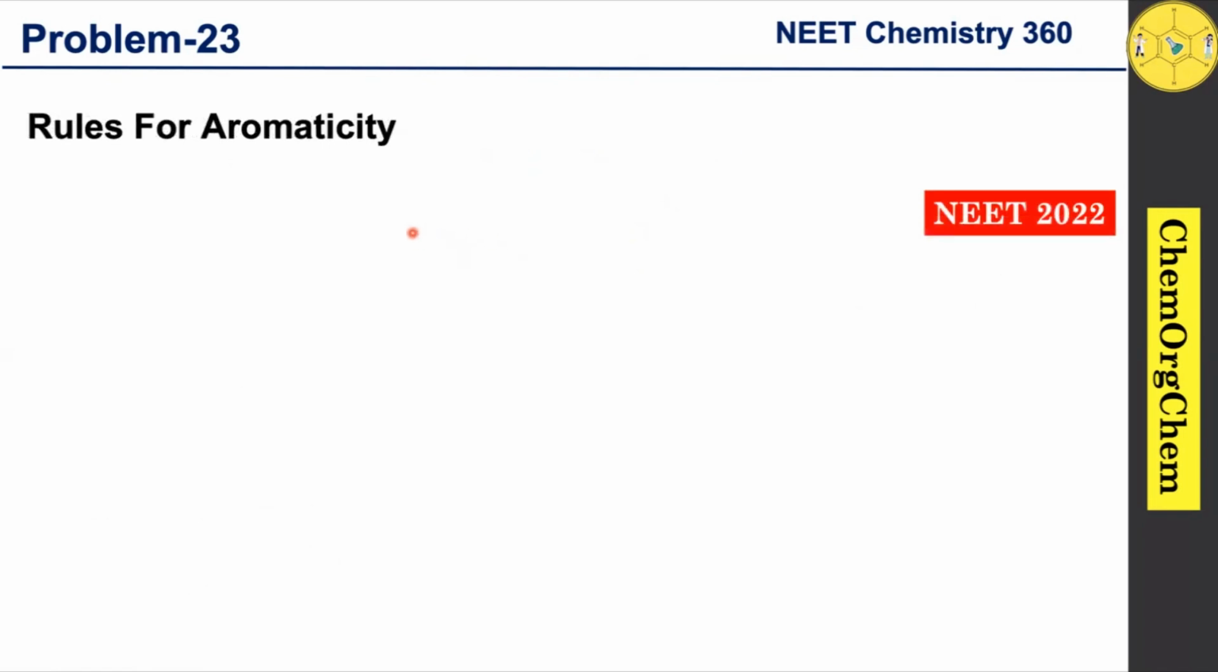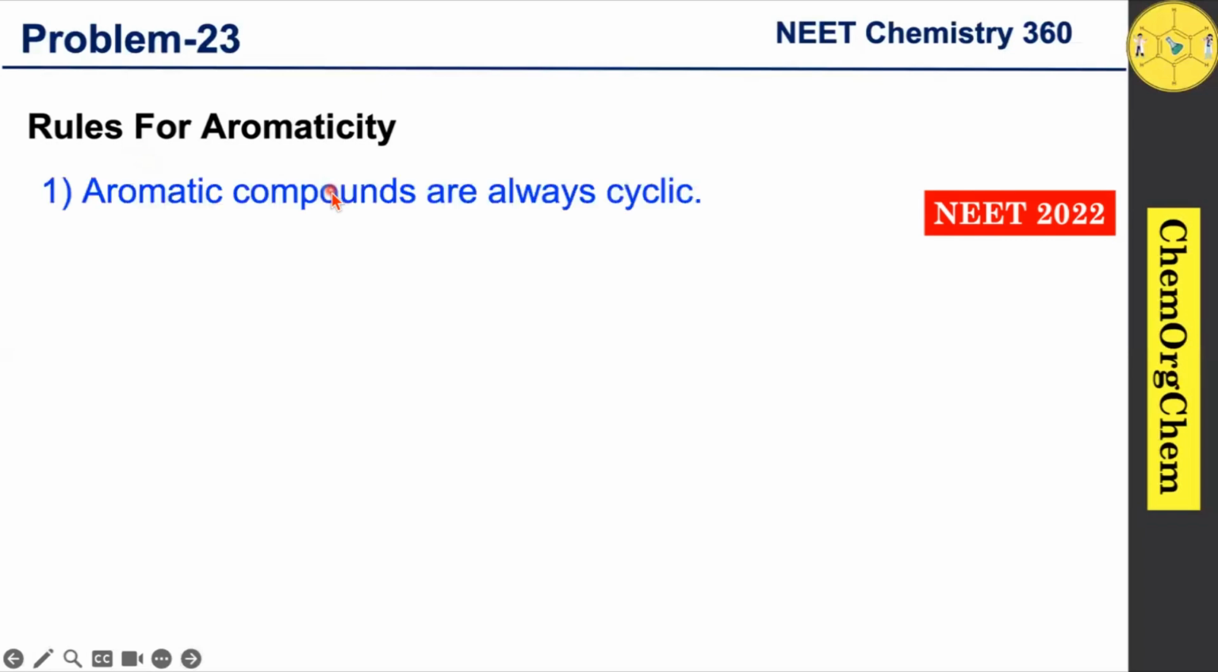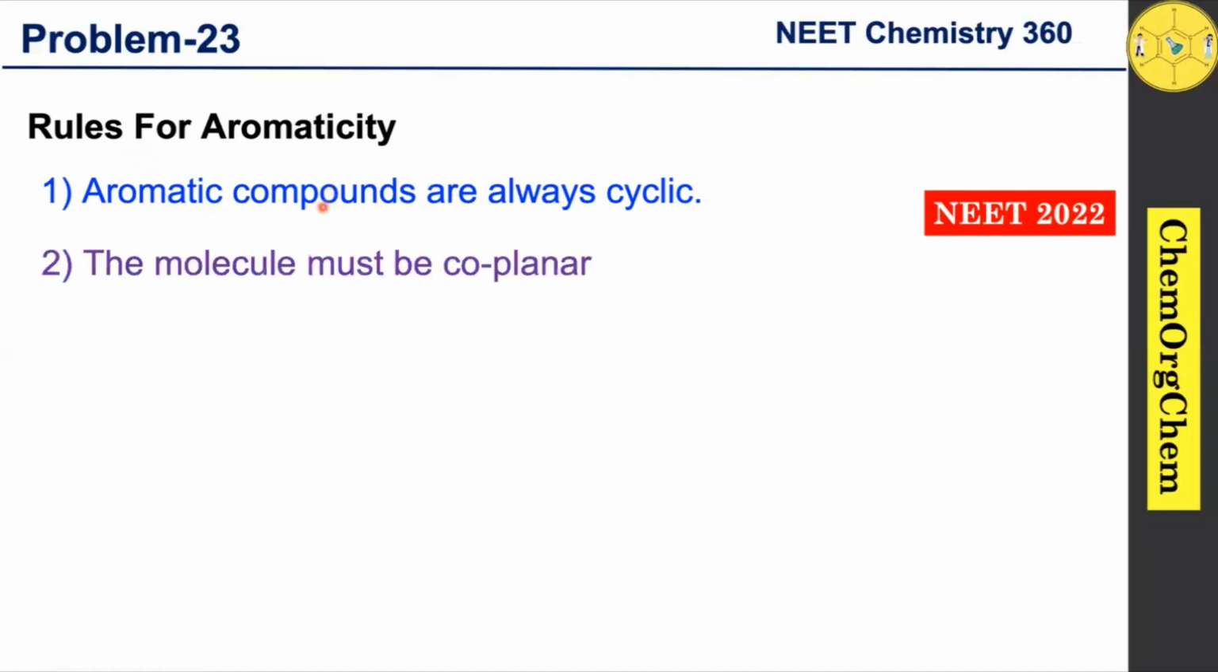To solve this, we need to remember the fundamental criteria for a compound to be considered aromatic. So let's see the rules for aromaticity. The first rule is cyclic: the molecule must have a cyclic or ring structure. The next rule is planar: the ring must be essentially planar, allowing for effective overlap of p orbitals.